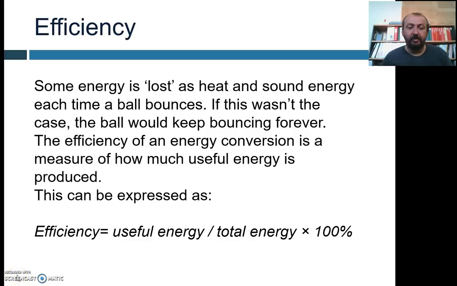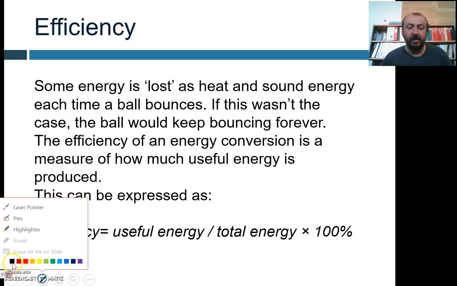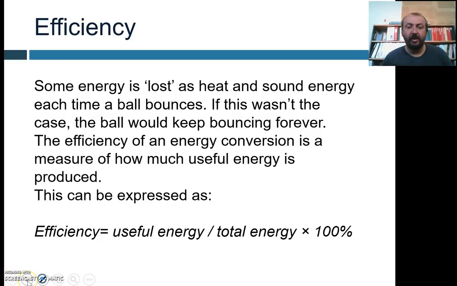Going to finish our discussion of energy here, just talking about efficiency. Now, some energy is lost as heat and sound energy each time a ball bounces, but it's not just what happens when a ball bounces, it actually happens in all processes. If this wasn't the case, the ball would keep bouncing forever. You may have heard of the idea of a perpetual motion machine. And that's what that ball would be. It would just bounce on forever.